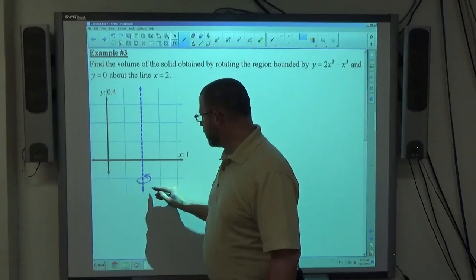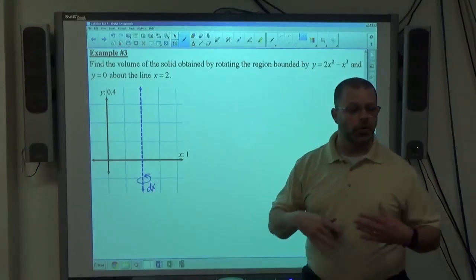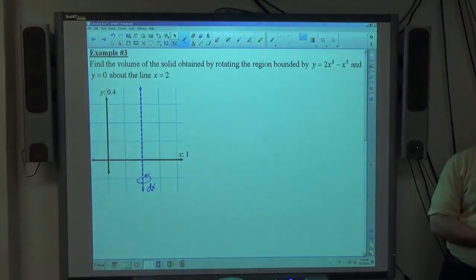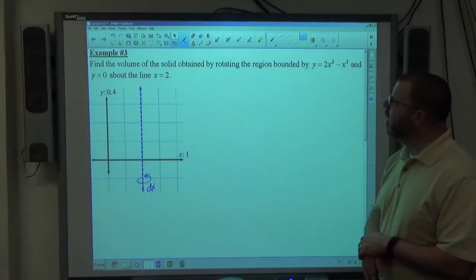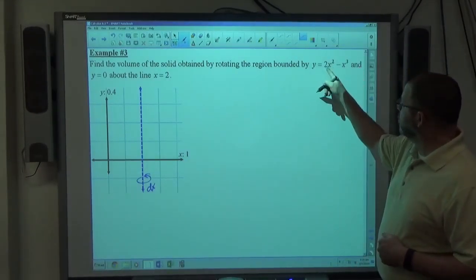So our axis of rotation is vertical. When the axis of rotation is vertical, we know we're going to do a dx integral. So again, if you start off with that thinking, if you know which type of integral you want to get, that helps you to establish the radius and height of the cylinder we're going to use. All right. I'm going to substitute numbers in there.